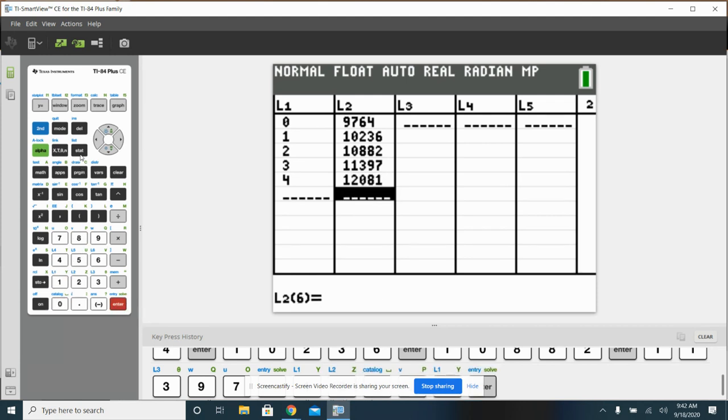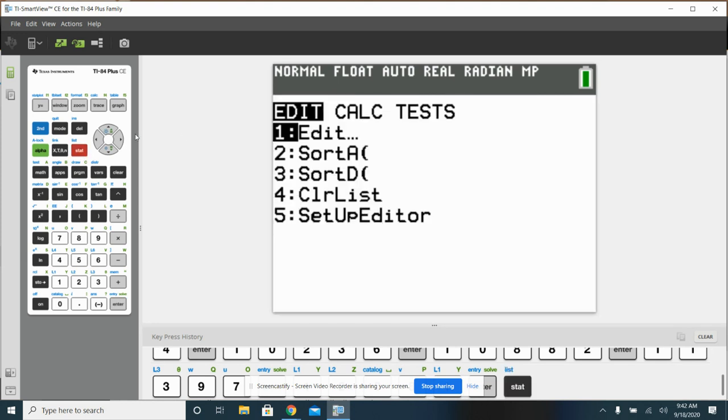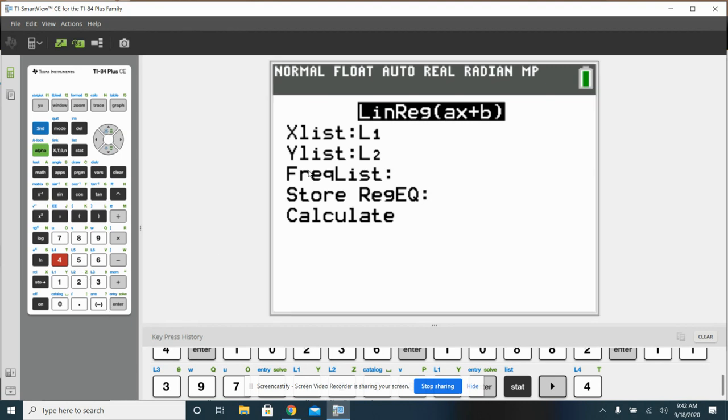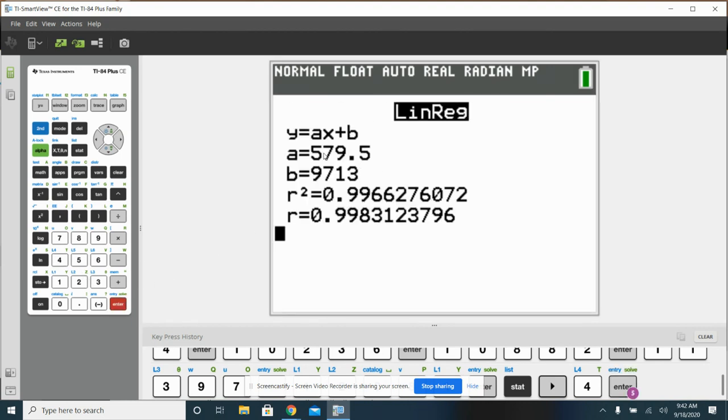And now I'll hit Stat again. I'm going to go over to Calculate this time, and I'm going to select number 4, which is linear regression. You're going to hit Enter all the way down, and it will give you your line, which is just what we said, of 579.5x plus 9713. They also want to know what your correlation coefficient, and that is this R value here.